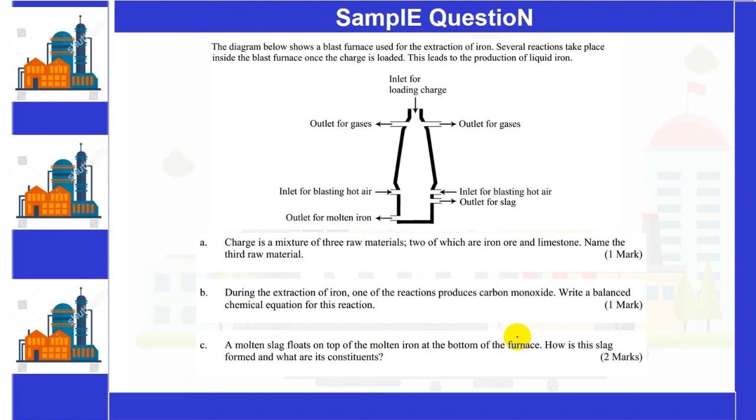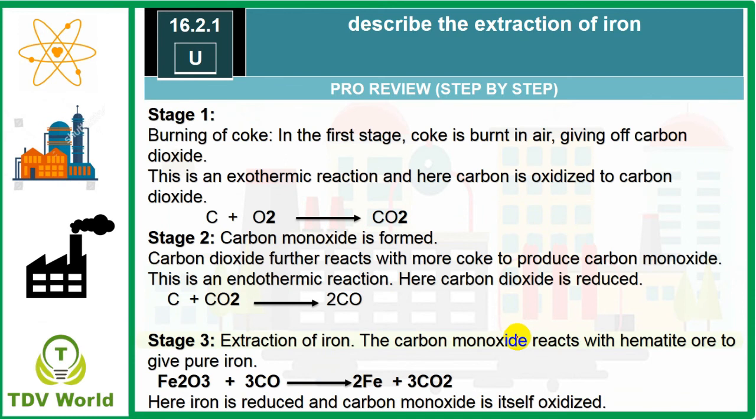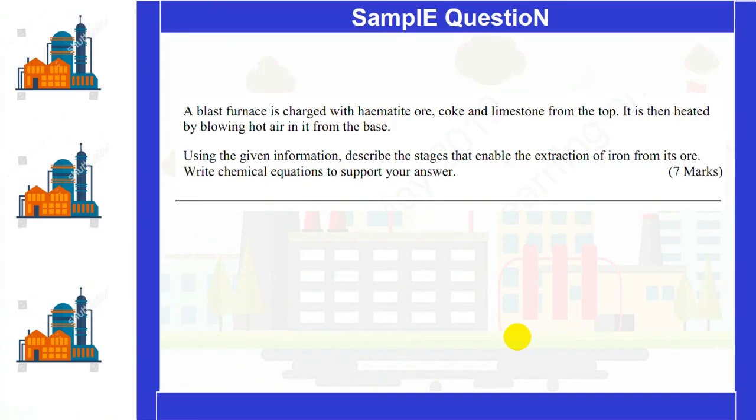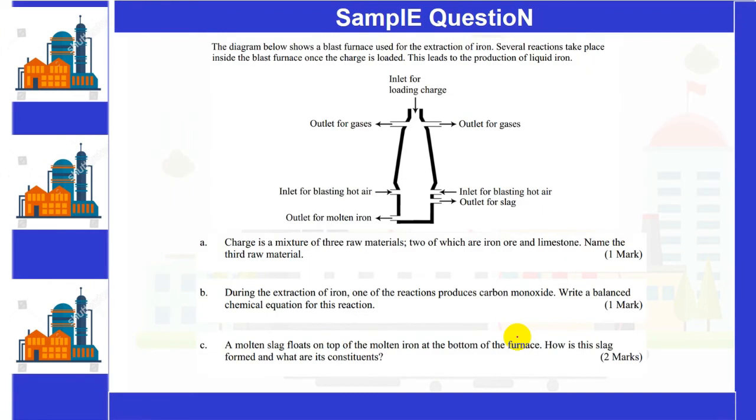During the extraction of iron, one of the reactions produces carbon monoxide. You have got 3 reactions, right? One of the reactions is going to produce carbon monoxide, and you have to write that reaction. Simple, very simple. That reaction is the stage 2 reaction in which carbon monoxide was formed.